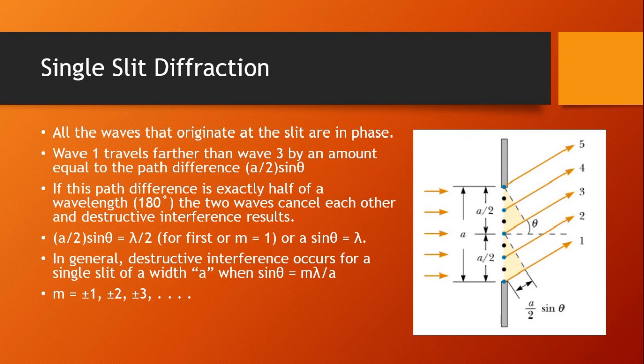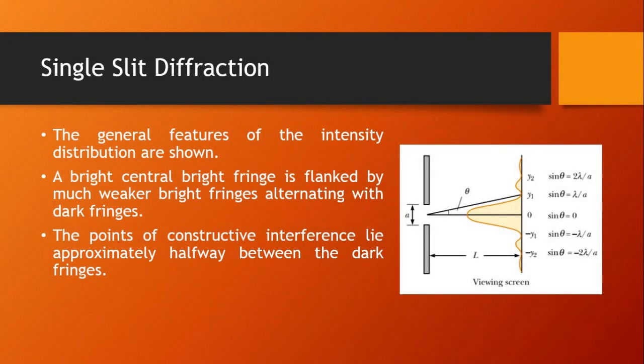If we divide the slit into 4 equal parts and use similar reasoning, we find that the viewing screen is also dark when sin theta equals 2 lambda/a. Likewise, we can divide the slit into 6 equal parts and show that darkness occurs when sin theta equals 3 lambda/a. Therefore, the general condition for destructive interference is sin theta equals m lambda/a. This gives the values of theta for which the diffraction pattern has zero light intensity, that is, when a dark fringe is formed.